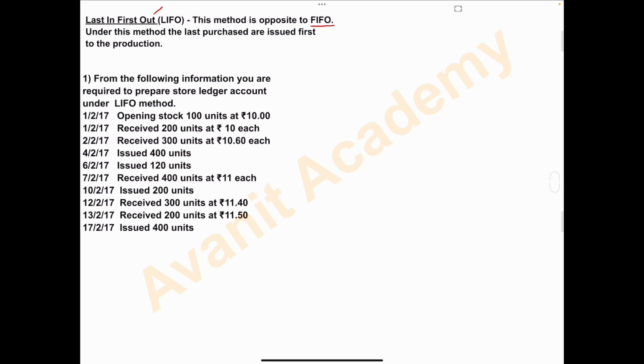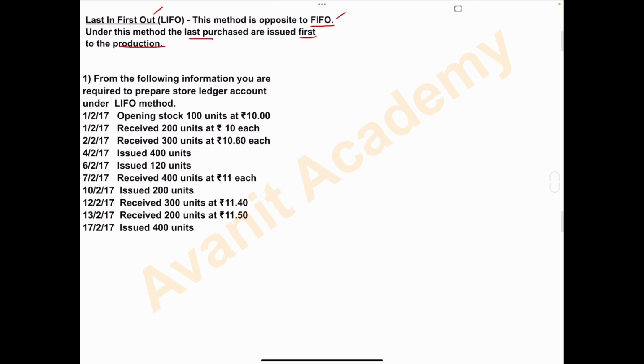Under FIFO method, what we do? The material which are purchased first will be issued first to the production department. In LIFO method, the material which are purchased last, or the latest purchased materials, will be issued first to the production department. So, LIFO method is the opposite to FIFO. Under this method, the last purchased are issued first to the production.